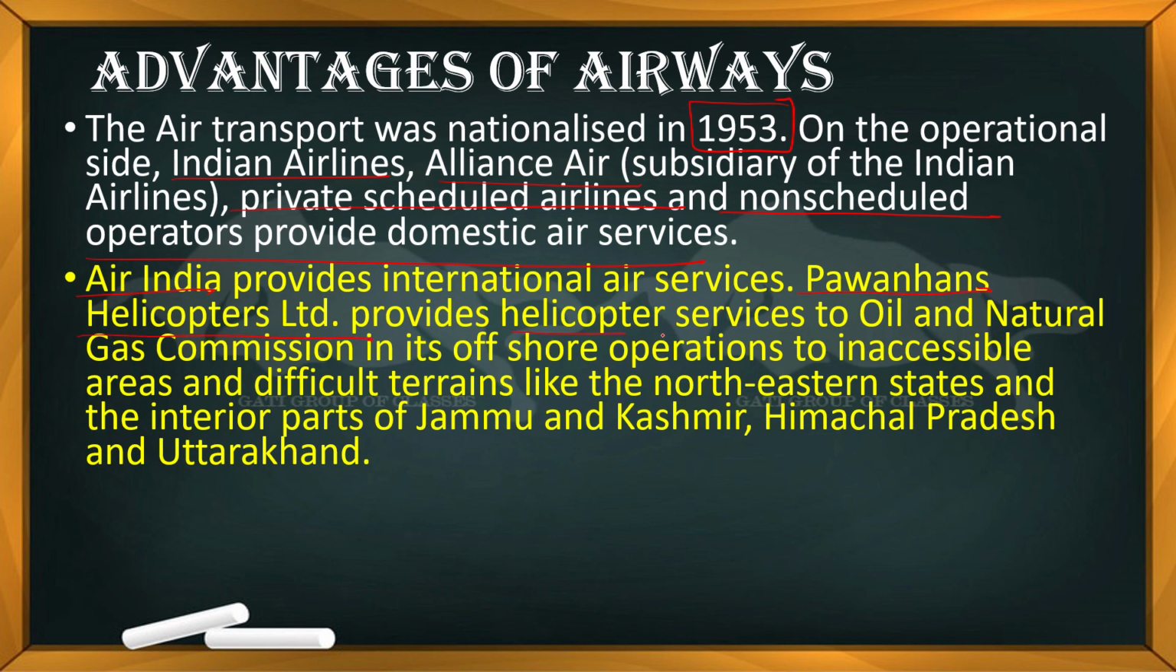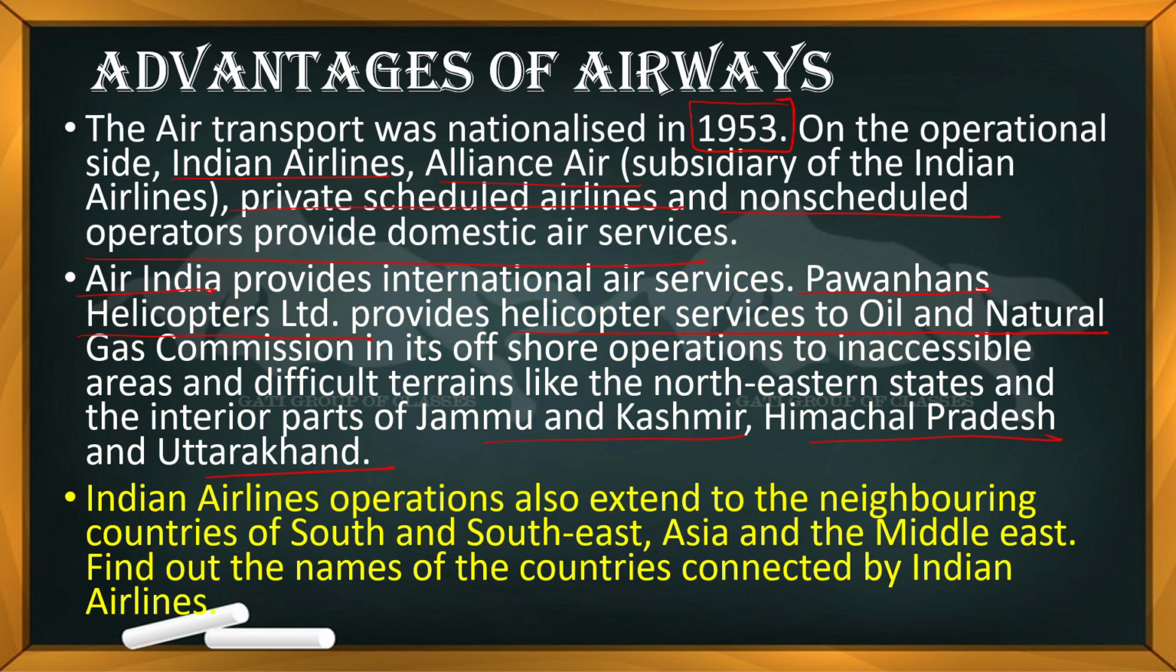They provide helicopter services to the Oil and Natural Gas Commission, and even in Jammu and Kashmir, Himachal Pradesh, Uttarakhand, and the interior parts of the eastern states. Those are difficult to reach by road and railways, so airways can be a better option. Indian airline operations are also extended to neighboring countries, that is, to South and Southeast Asia and the Middle East also.